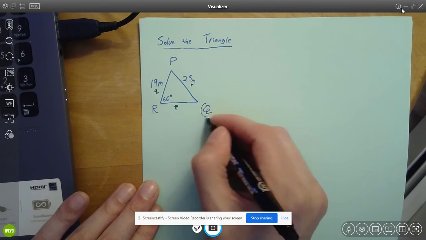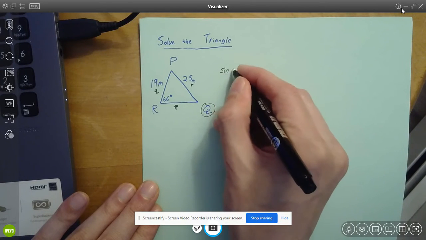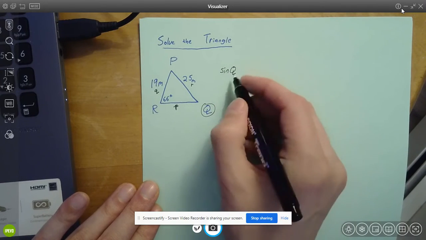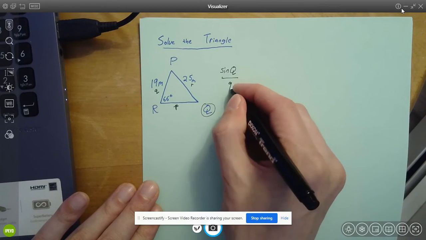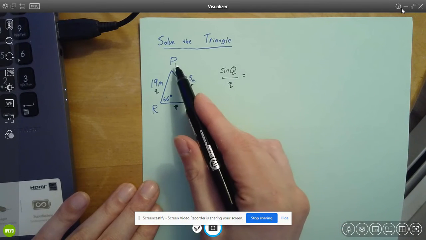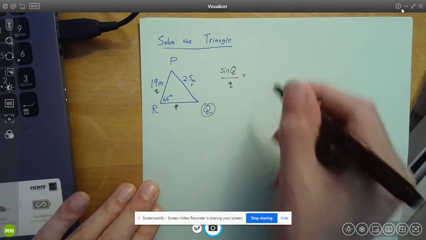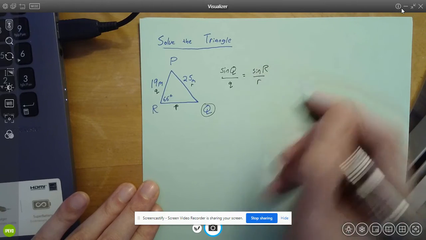Let's start by finding angle Q. So I'm going to use the version of the sine law that has the angle in the top left. What corresponds with sine Q? Well, it's going to be side q. Then again, on the right side, I need a complete pair. I don't know angle P and side p, but I do know angle R and side r. I'm going to use this version of the sine law.